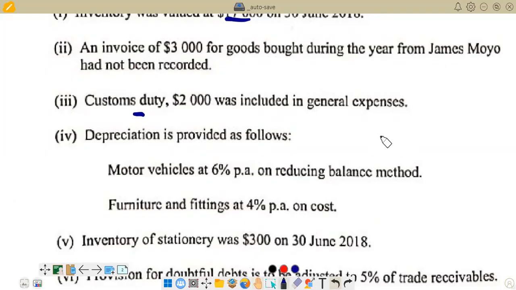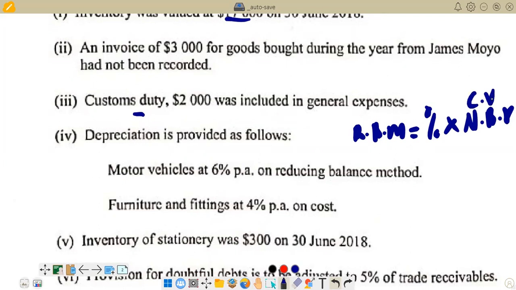As we know, this is the reducing balance method. We say percentage, that is the rate, times the net book value, or some might call it the carrying value. That means the same thing. The net book value is found by saying cost of the non-current asset or the fixed asset minus accumulated depreciation. So that's the calculation of the reducing balance method.